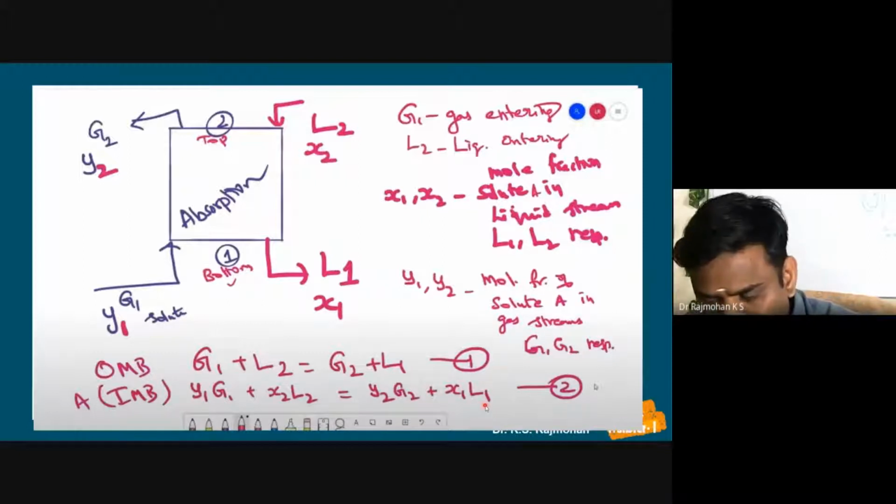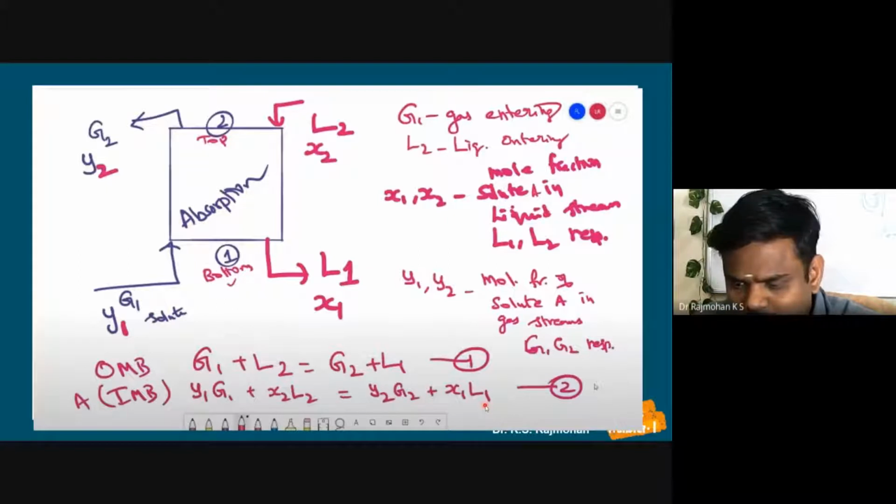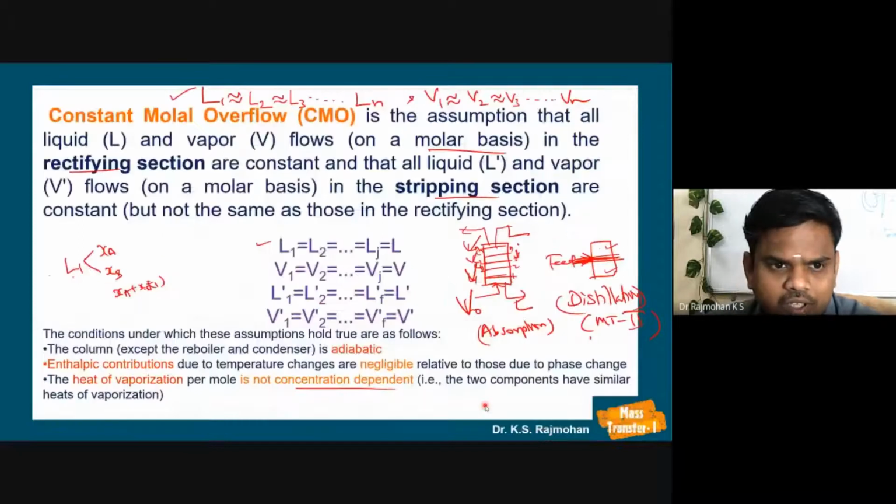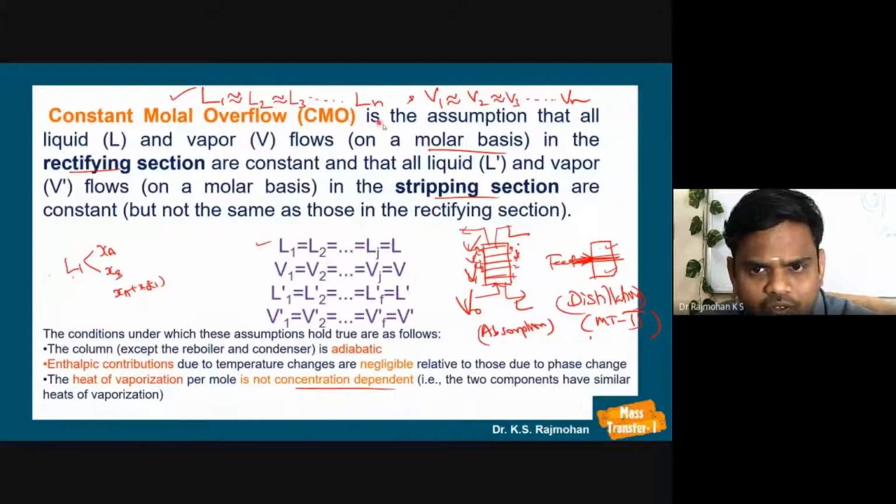Right? So that's what we have used to solve the numericals in this particular course. Now, in this Mass Transfer course, we have introduced the concept called constant molar overflow. That is, for very dilute solutions we assume constant molar overflow, where we consider L1 equal to L2 equal to L, which is constant, and similarly V1 equal to V2 equal to V, constant.